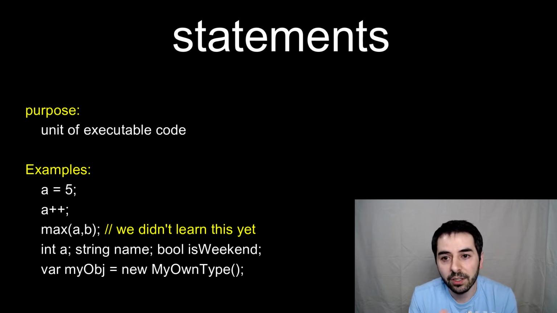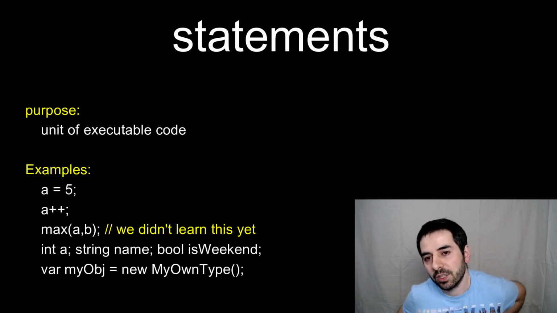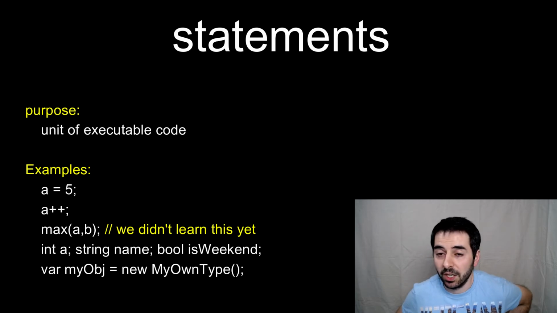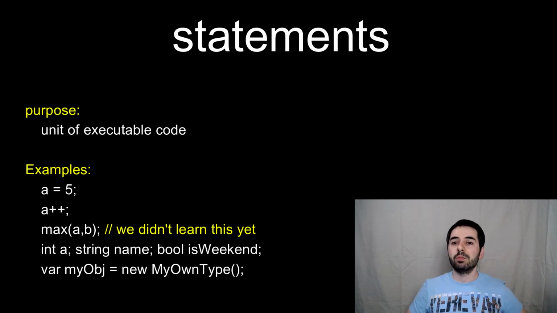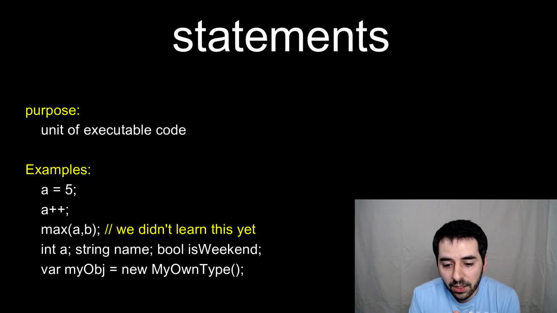You can also create objects. We don't know about objects yet. An object is basically a data type, or even an abstract data type, but we haven't gotten to that yet. Creating custom objects, or instances of custom user-defined types, can also be a statement. When I say we add a semicolon, it's not necessarily ending with a semicolon.